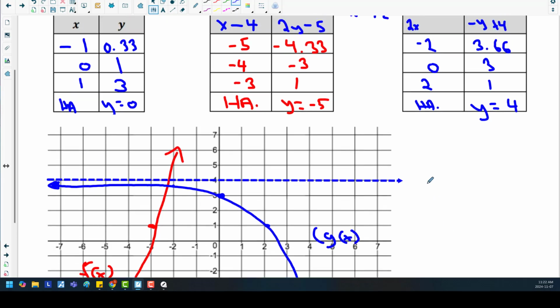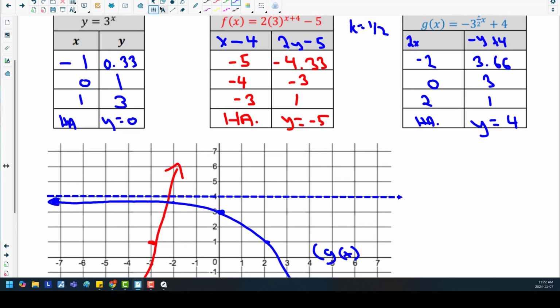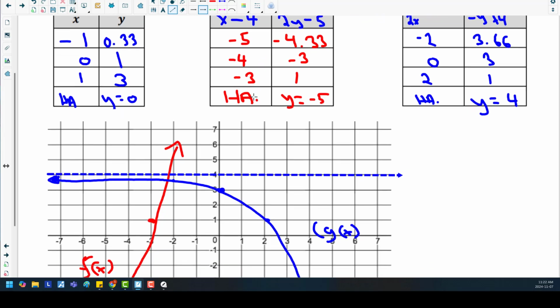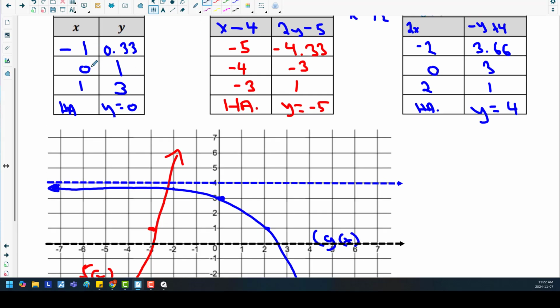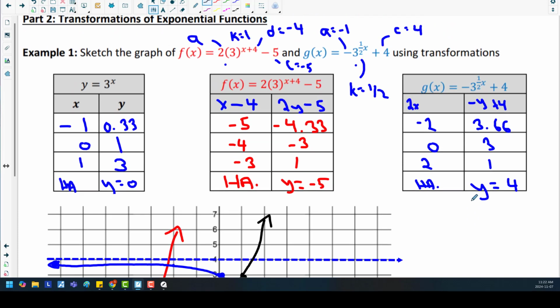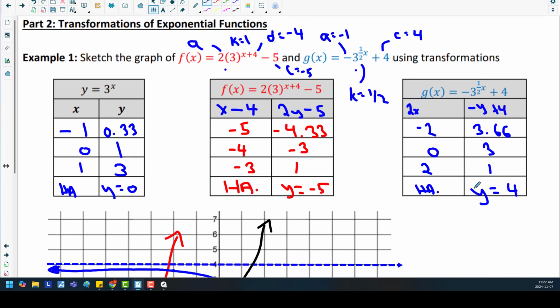And if you want to graph the base function, that has a horizontal asymptote at y equals 0. And it's going to have a y-intercept of 0, 1. And we know we have -1 and 0.33, so that's here. And 1 and 3 there, so it's going to go something like this. That is our base function. There it is. So this is how you graph exponential functions and transformations of exponential functions.